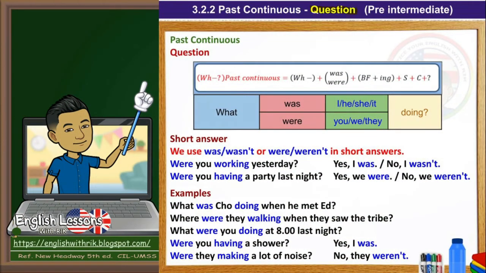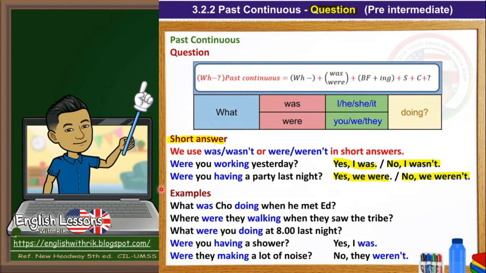Question. What was she doing? What were you doing? Short answer. Were you working yesterday? Yes, I was. Or? No, I wasn't. Were you having a party last night? Yes, we were. Or? No, we weren't.